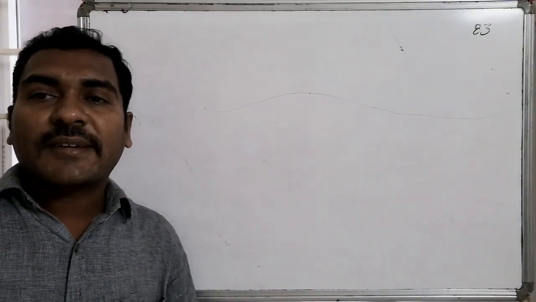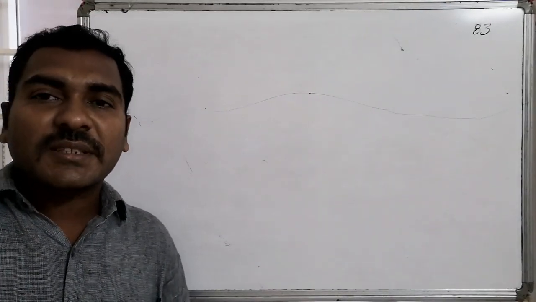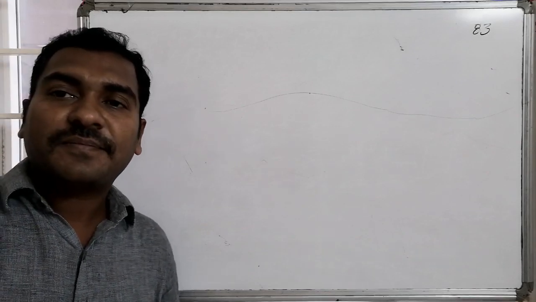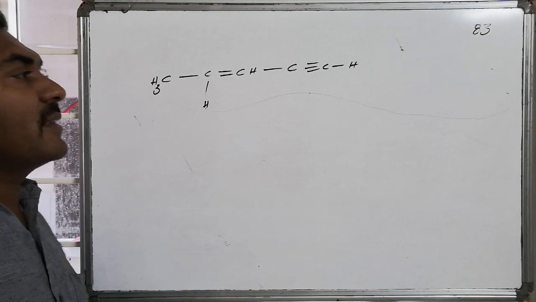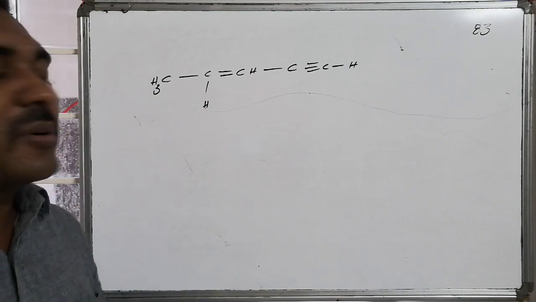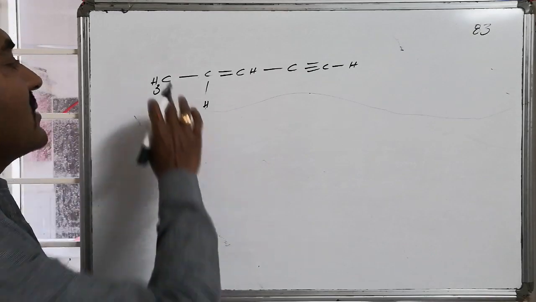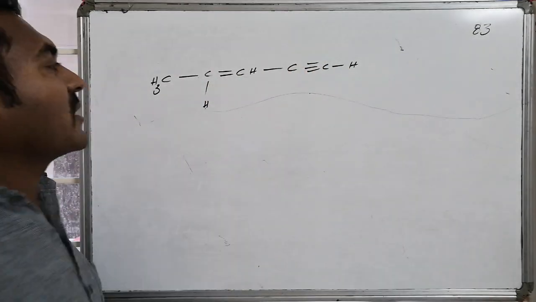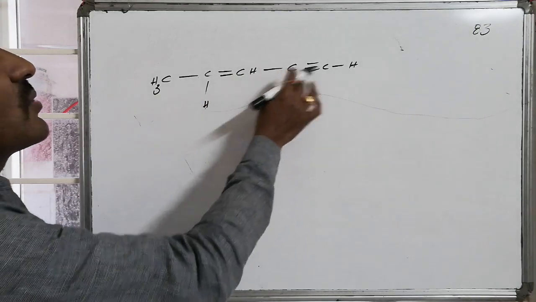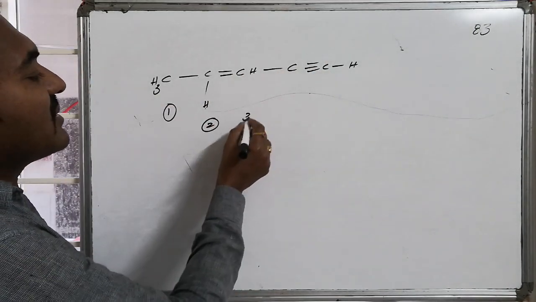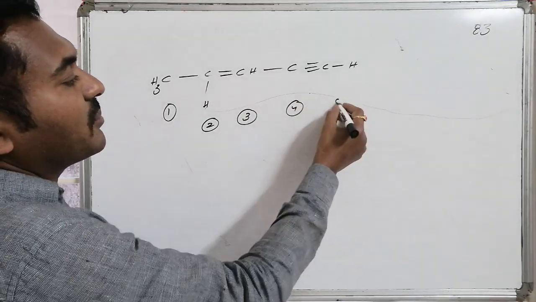We are asked to calculate the number of sigma bonds present in the following unsaturated system. The given system, with a double and a triple bond, consists of 5 carbons: 1, 2, 3, 4, 5 carbons. Now we are asked to calculate the number of sigma bonds present in the total compound.